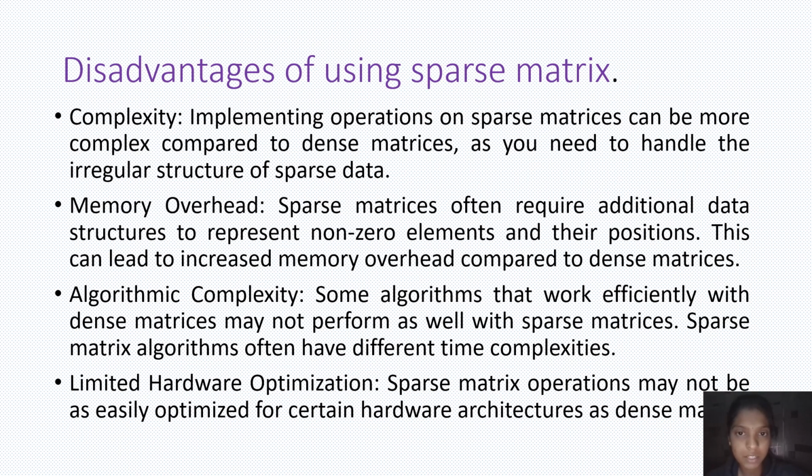Next is the disadvantages of using a sparse matrix. The four disadvantages are complexity, memory overhead, algorithmic complexity, and limited hardware optimization. First one is complexity. Implementing operations on a sparse matrix can be more complex compared to a dense matrix, as you need to handle the irregular structures of sparse data.